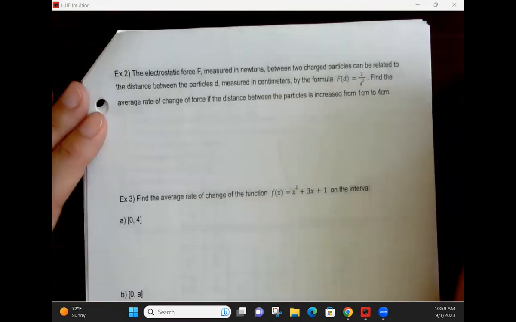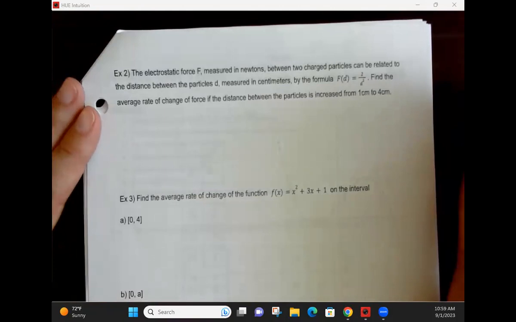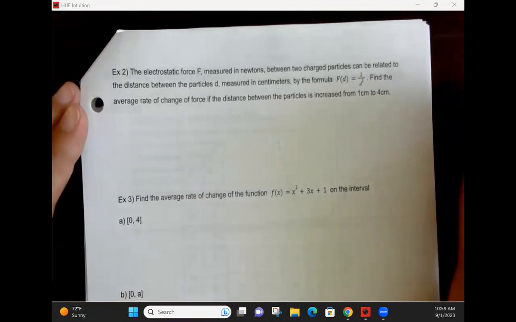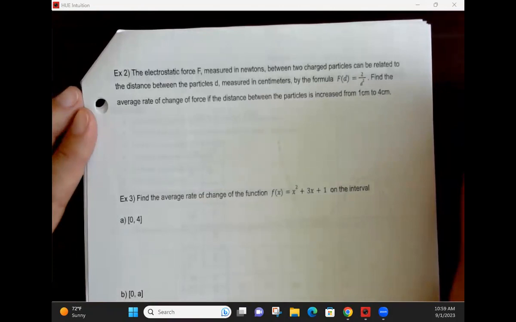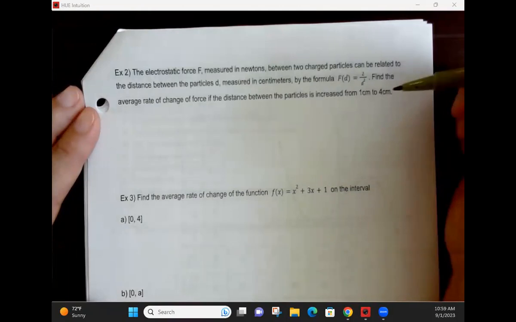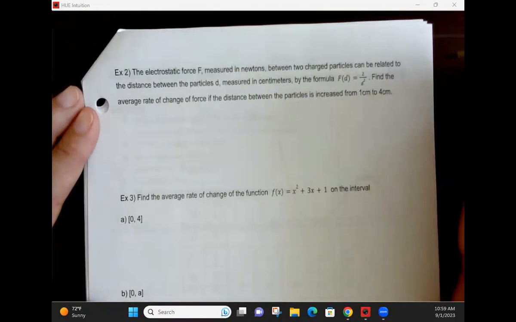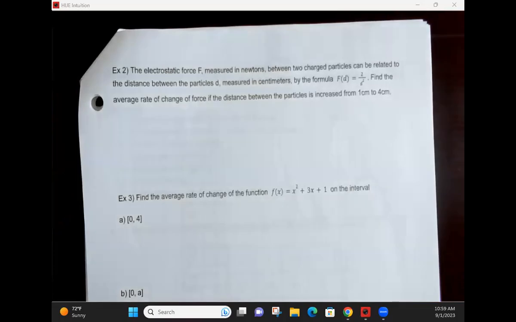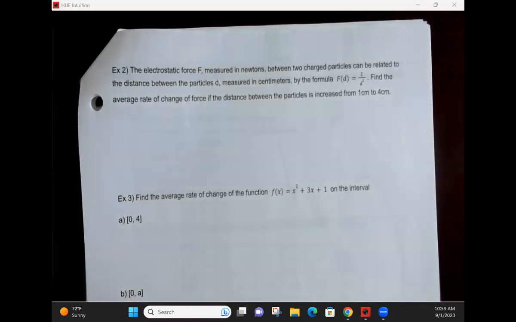At the top of our next page, example 2, it says the electrostatic force measured in newtons between two charged particles can be related to the distance between the particles d measured in centimeters by this formula. Now, I'm going to stop right there before I finish reading this problem. This is the kind of problem that the SAT likes to ask you because they know you look at it and go, newtons, charged particles, and your eyeballs roll around in your head a little bit and you're like, I don't think so. Moving on. Next question. It's probably B, whatever.